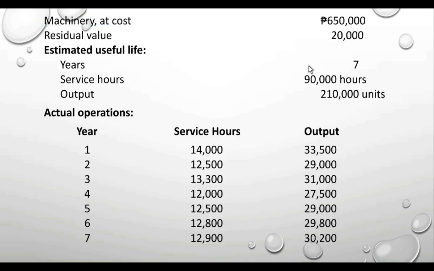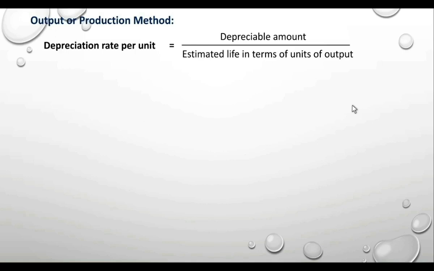Using this same problem na ginamit natin to illustrate working hours method, how should we compute for the depreciation rate per unit? The depreciable amount is 630,000 pesos. That is acquisition cost of 650,000 minus residual value of 20,000. So 630,000 divided by the estimated useful life in terms of units of output, 210,000 units, and we get 3 pesos per unit.